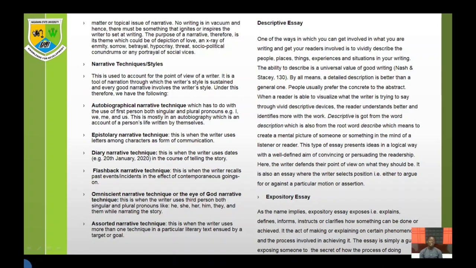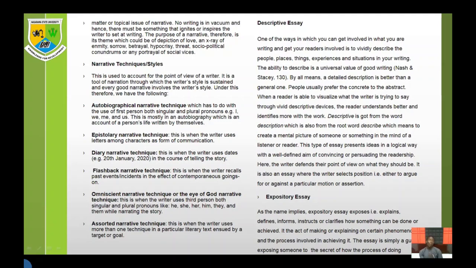So descriptive is got from the word description, which is also from the root word describe, which means to create a mental picture of someone or something in the mind of the listener or reader. So every essay that is said to describe is said to be a descriptive essay.